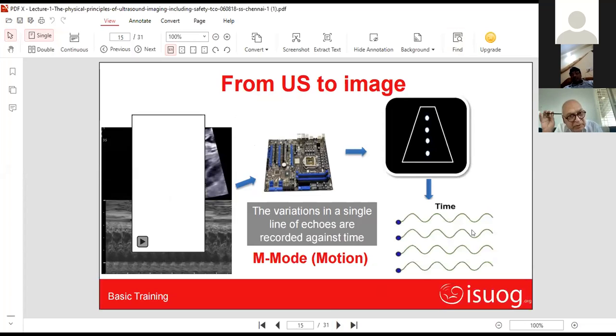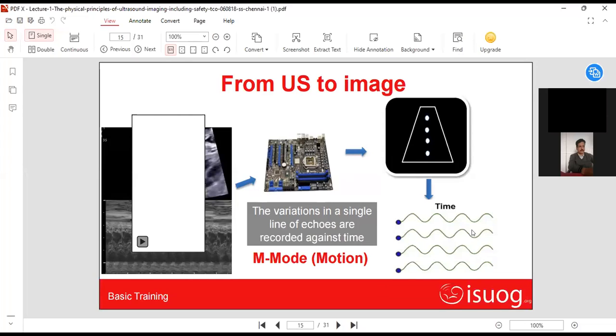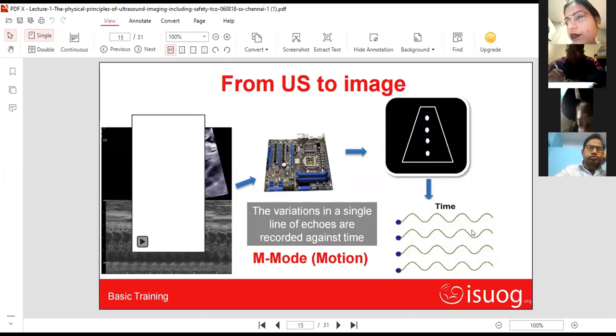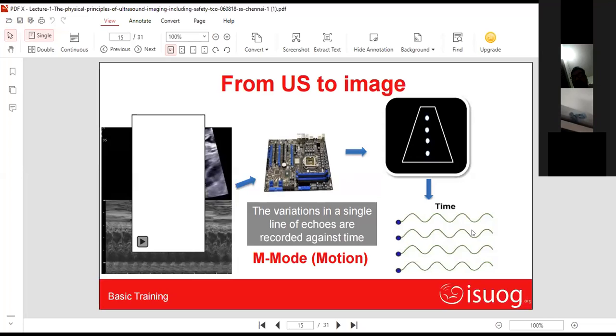What it does is we put a single line, only one crystal fires, and the screen is moving against time. So we are focusing on one spot, and because that spot is going up and down, this wavy pattern will appear, and then we can calculate, placing on these waves, what the heart rate is. Yeah, that is M mode, motion mode. Next slide, please.